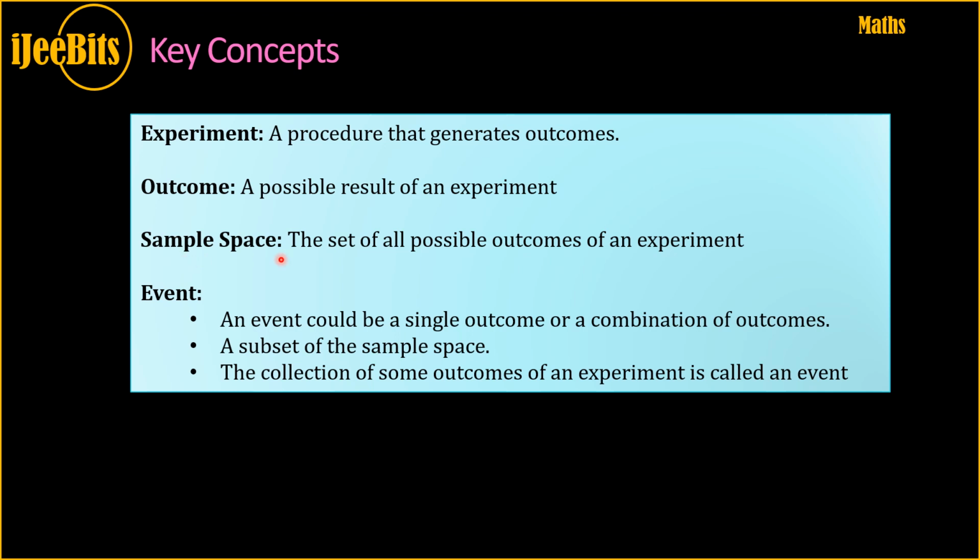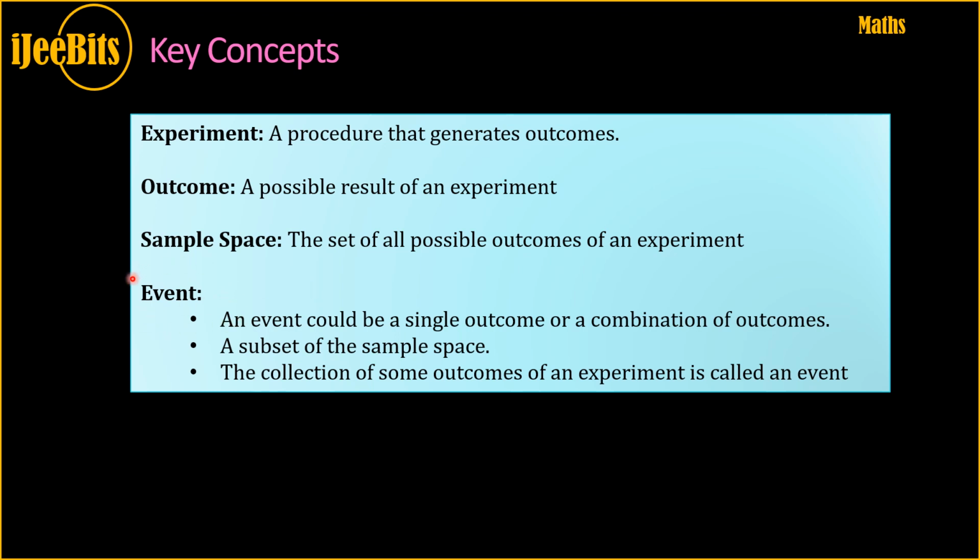Sample space. Sample space means the set of all possible outcomes of an experiment. So when we are doing an experiment, we say that we are getting outcomes. All the possible outcomes that I am going to get from an experiment are nothing but my sample space. We'll look at a few more examples, but that's the definition.